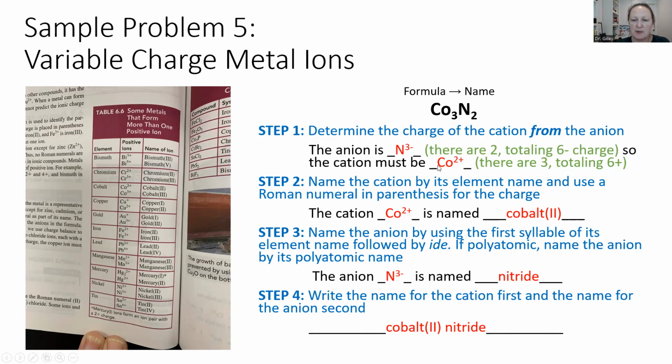It can't be cobalt 3+, because if it was cobalt 3+ and there were 3 of them, that would give us a total +9 charge, which would not balance out the -6 charge on the anions. So cobalt 2+ is named cobalt, parentheses, Roman numeral 2, close parentheses. And N3- is named nitride. So putting it all together, we write cobalt(II) nitride.